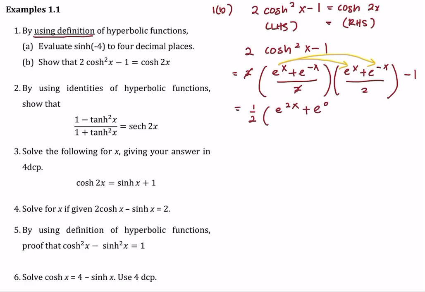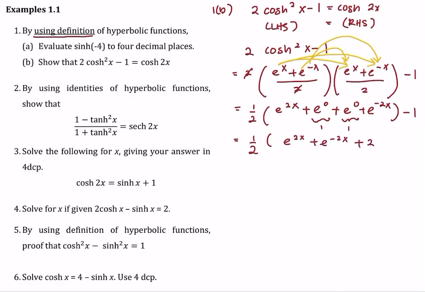So e^0, plus, we have another one here. e^minus x with e^x is e^0, because minus x plus x is 0, right? And then the last one, e^minus x with e^minus x, which is e^minus 2x, minus 1. So we need to simplify. e^0 is 1, e^0 is 1. So we'll have e^2x plus e^minus 2x plus 2, minus 1.